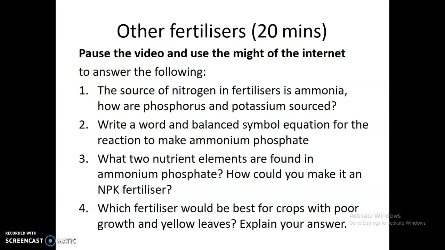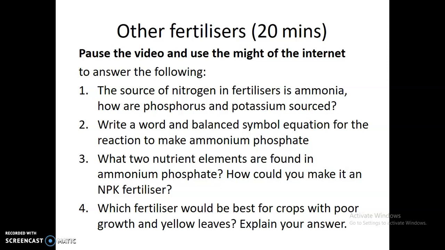Well, phosphorus we tend to get from phosphate salts. Naturally occurring rocks sometimes contain phosphates, so that's where we tend to get them from. Mined phosphate rocks, that's not a problem. Potassium we get from potassium salts. So sodium chloride is the salt that's in the sea, potassium chloride is another salt. There's loads of potassium compounds out there, so we'd source them from those. We might use an alkali like potassium hydroxide or whatever.